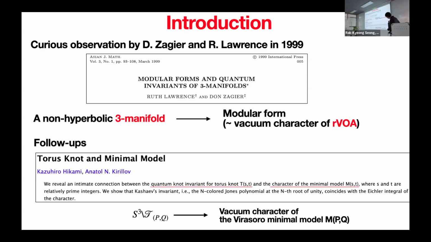Virasoro minimal models are, in a sense, the most well-known example of a rational conformal field theory, which are labeled by two co-primes. And these are also labeled by two co-primes. So there is a natural map, and they found that not just the labeling but some invariant of this one is actually the same as some basic invariant of this minimal model.